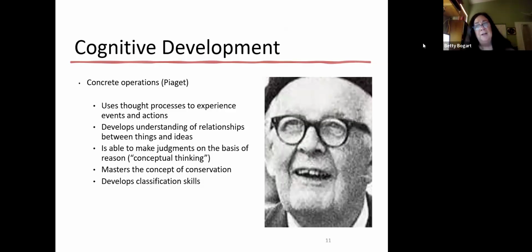Now, school age children, there's been a lot of learning going on here. Now we're starting to understand relationships between things. And what does that mean? Well, if there's two 8-ounce glasses, one is tall and one is short, a younger kid is going to pick the tall glass as having more. The school age child knows they're both 8 ounces, they're the same.